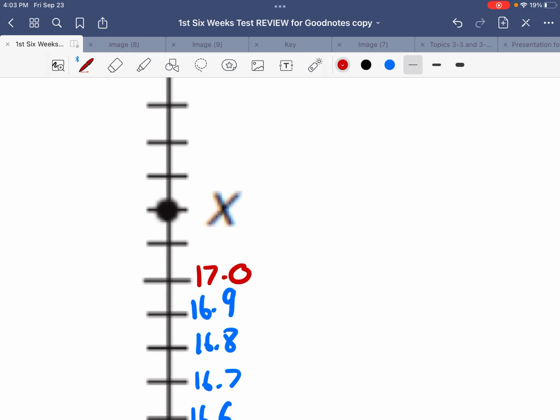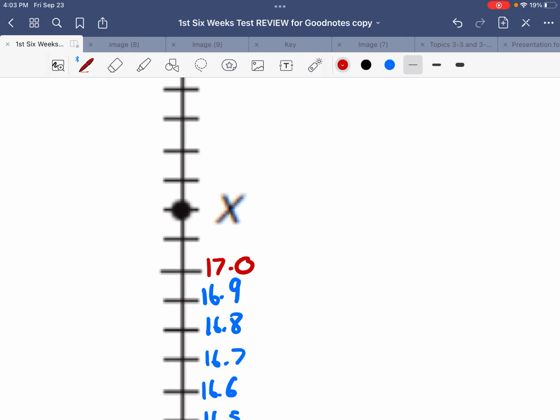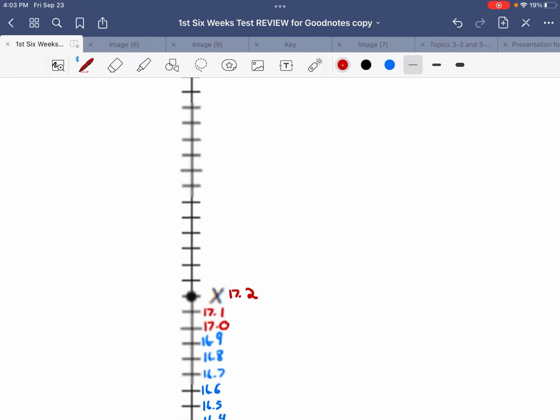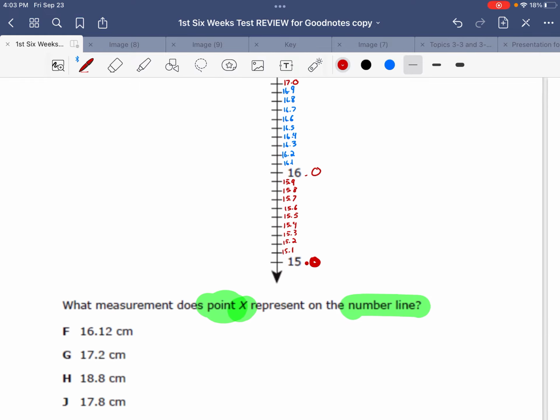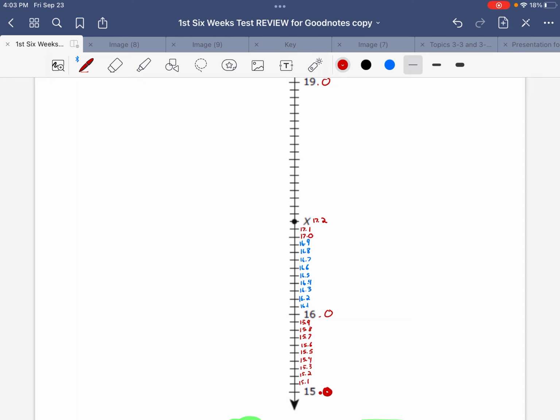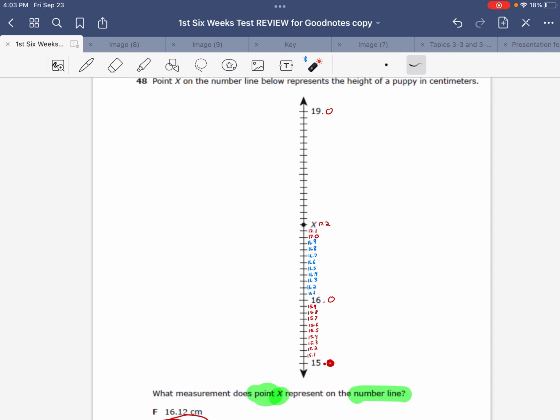So then I continue again, the same thing. 17.0, 17.1, 17.2. Okay, so then if I go here, I know, okay, my answer is G. Okay, when you do these, it's very important that you fill out the whole number line.